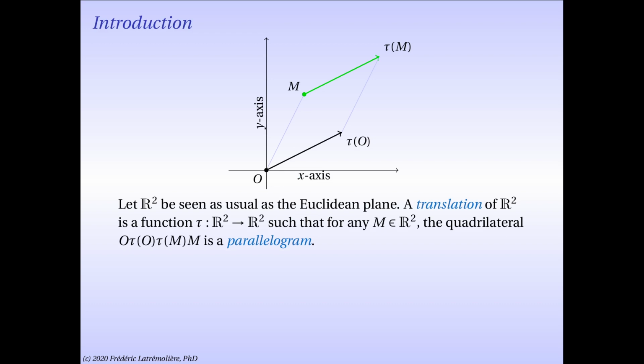Let R square be seen as usual as a Euclidean plane. Let O denote the origin. A translation of R square is a function tau from R square to R square, such that for any m in the plane, the quadrilateral O, tau of m is a parallelogram.